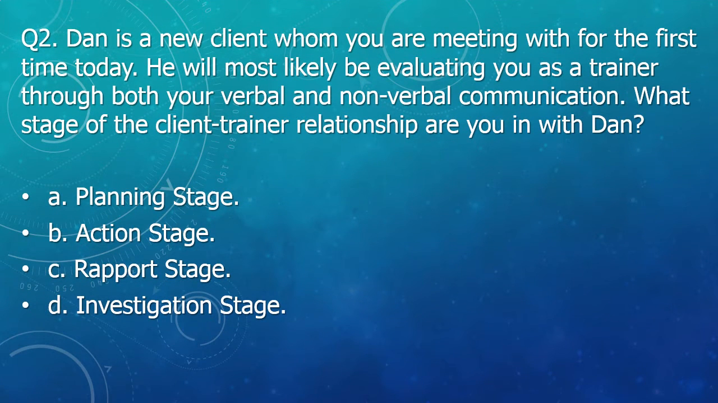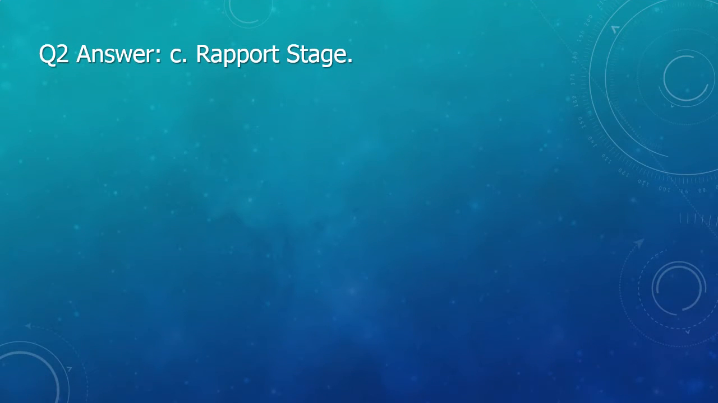Question 2. Dan is a new client whom you are meeting with for the first time today. He will most likely be evaluating you as a trainer through both your verbal and non-verbal communication. What stage of the client-trainer relationship are you in with Dan? A. Planning stage. B. Action stage. C. Rapport stage. D. Investigation stage. Question 2 answer, C. Rapport stage.